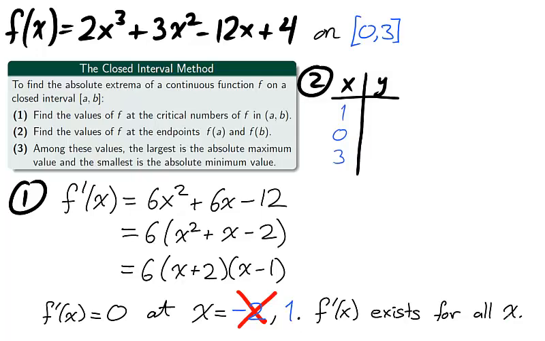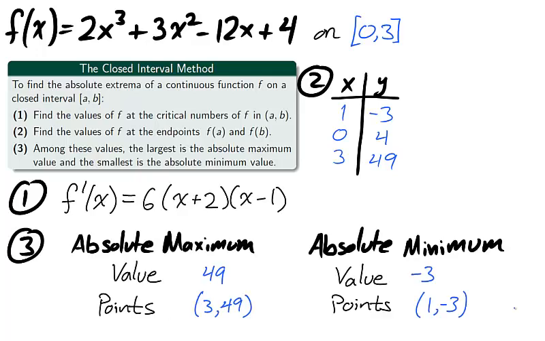In step 2, we collect the x values from step 1 and the x values of the endpoints, and we plug those x values into the function f to calculate their y values. For step 3, we have an absolute maximum value of 49 and one absolute maximum point, (3, 49). We have an absolute minimum value, -3, and one absolute minimum point, (1, -3).